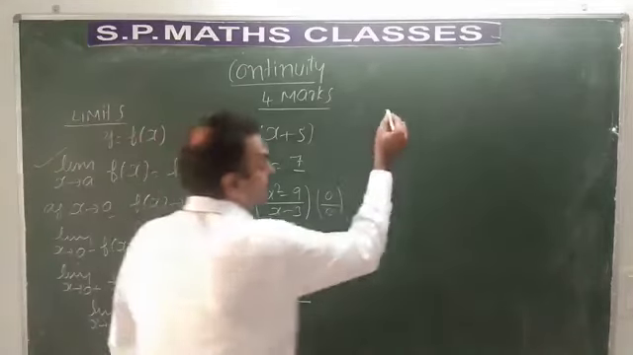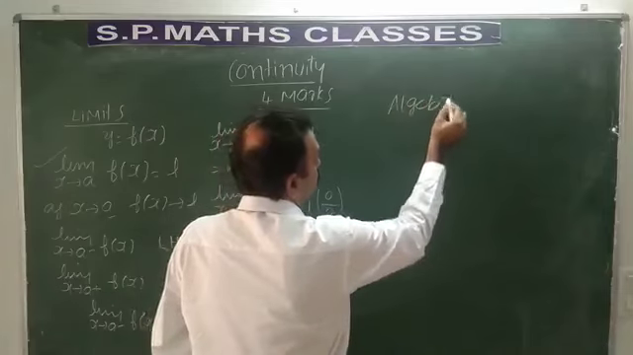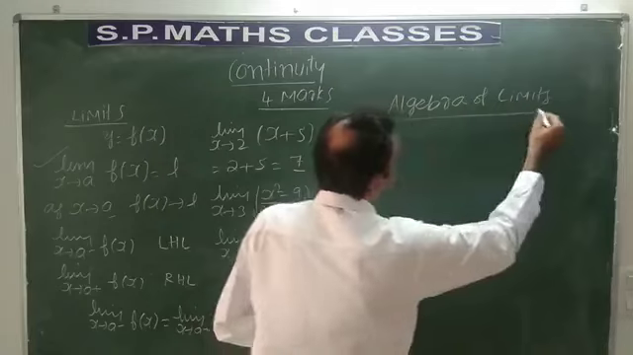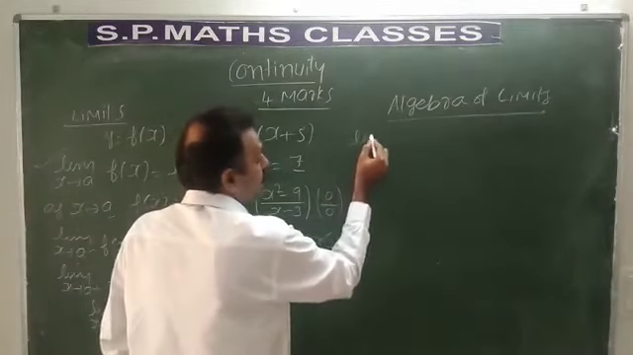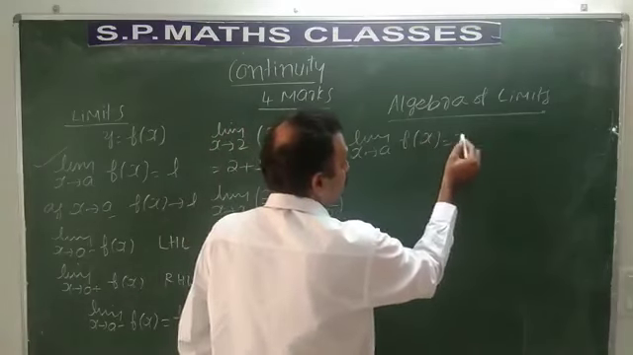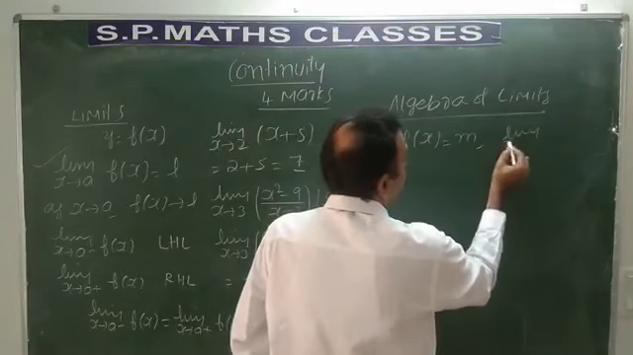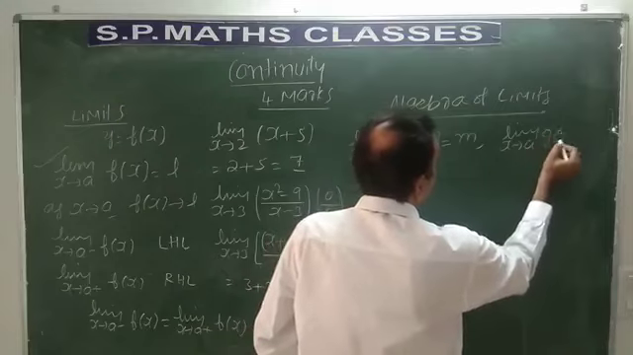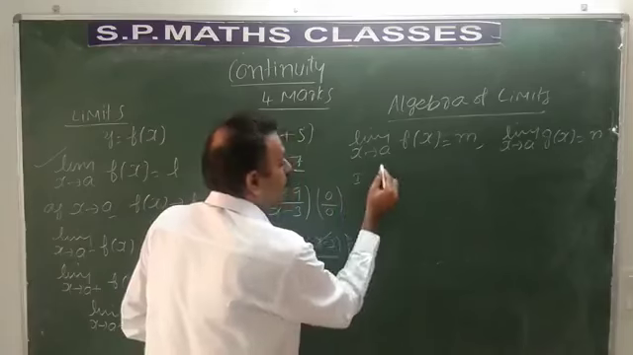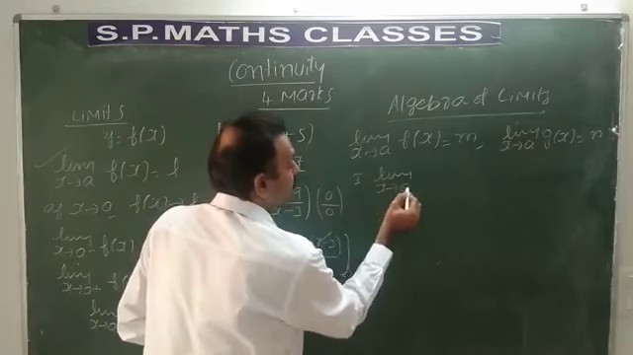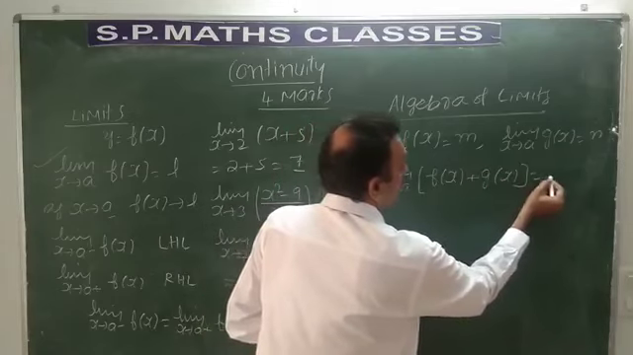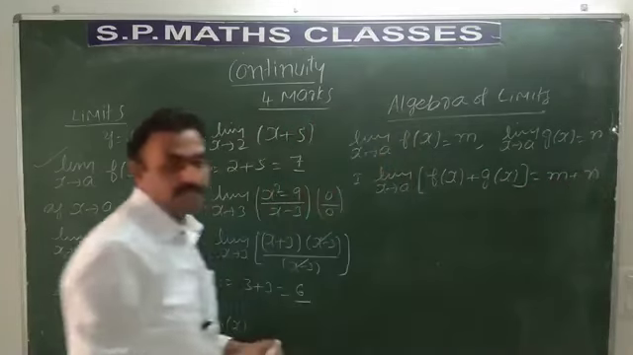What is that algebra of limits? Algebra of limits, these are all things you have studied in first PUC. Suppose you take limit as x extends to a, f of x is equal to some m, and limit as x extends to a, g of x is equal to some n. Suppose these two limits are defined, then I conclude limit as x extends to a, f of x plus g of x is nothing but m plus n.